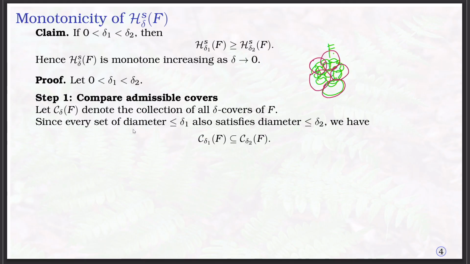So, every set of diameter less than or equal to delta 1 also satisfies the diameter less than or equal to delta 2. If you are taking this one, the utmost ball size is delta 2. If you are taking the green one, it also satisfies the delta 2 condition. Therefore, every set of diameter less than or equal to delta 1 also satisfies the diameter less than delta 2. Therefore, this collection C delta 1 of F is contained in C delta 2 of F.